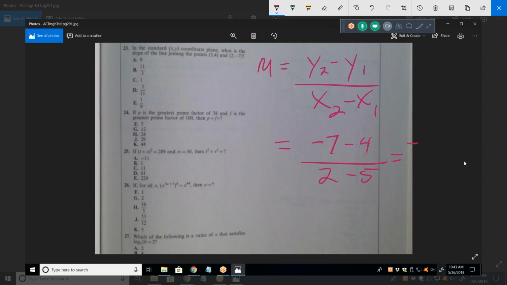-11 over -3. Which is, that's the answer that we're looking at. We got some multiple choices here. Wouldn't that just be B? Uh-huh. Yeah. Did you use your calculator for any part of that?